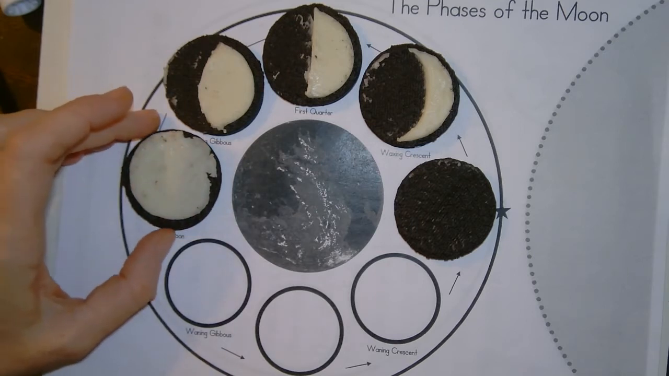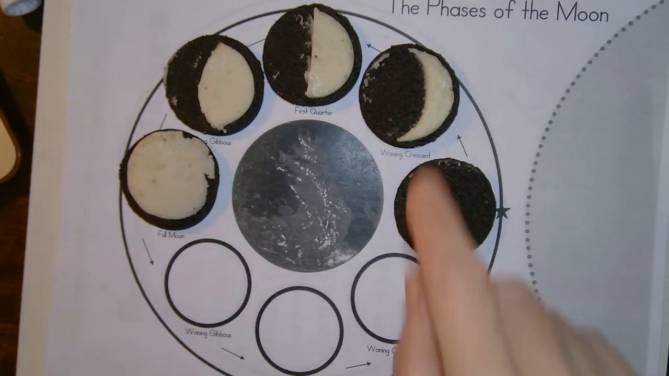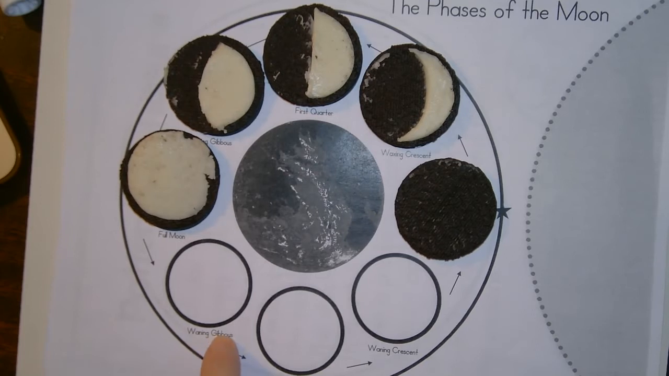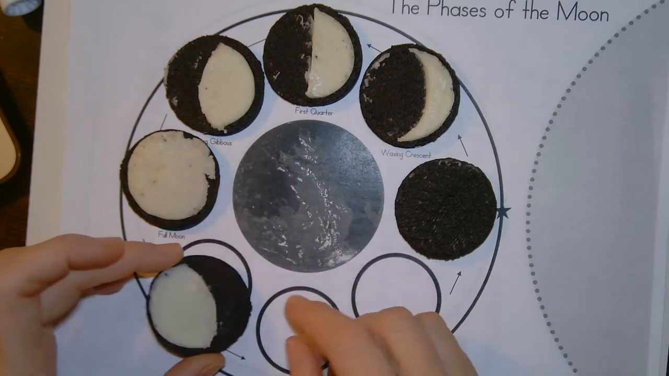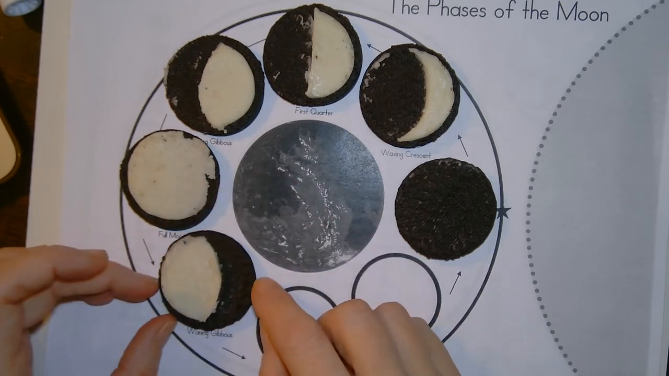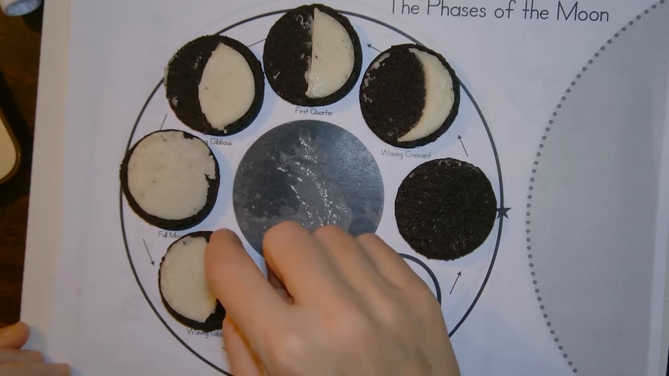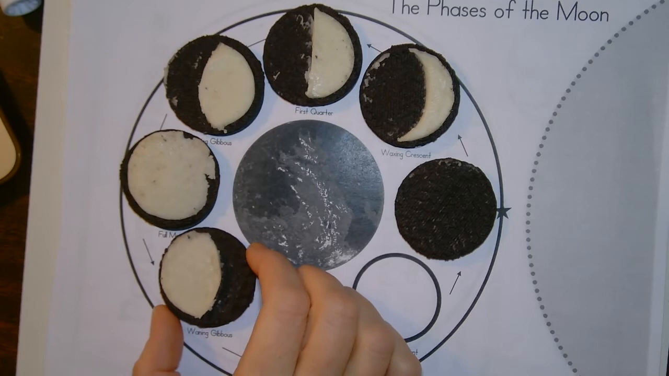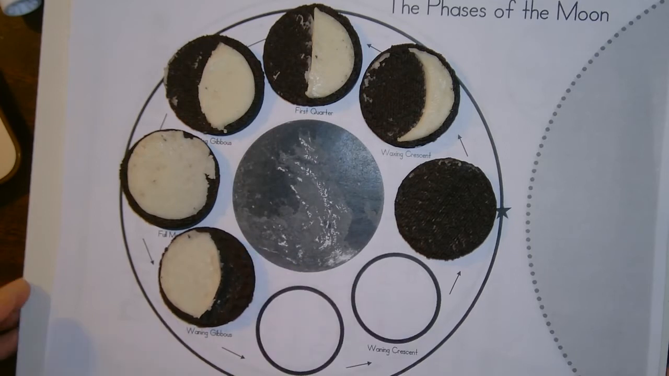Now, we are about halfway through the moon cycle, and it's starting to wane, which is waning gibbous, which means we're starting to see less of it. Less of the moon. It was full, and now we are seeing it's starting to go down to less, so our waning gibbous would now look like this. You can put that there.